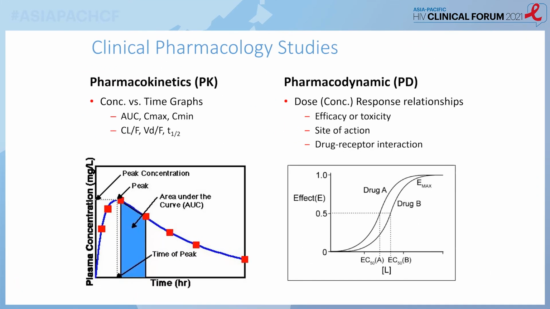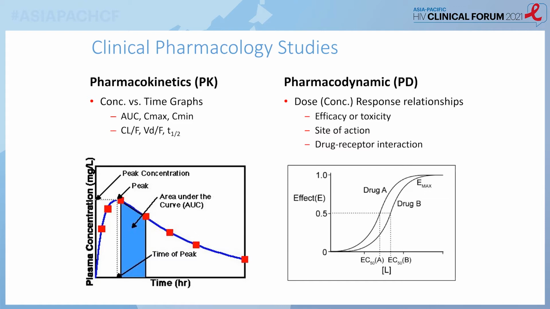Pharmacokinetic studies, which are the majority of studies we'll be looking at today, are really just looking at the change in drug concentrations over time in the body, primarily in plasma. So this is looking at things like the maximum concentration, Cmax, the minimum concentration, or the exposure of the drug, for which we use AUC, or area under the curve.